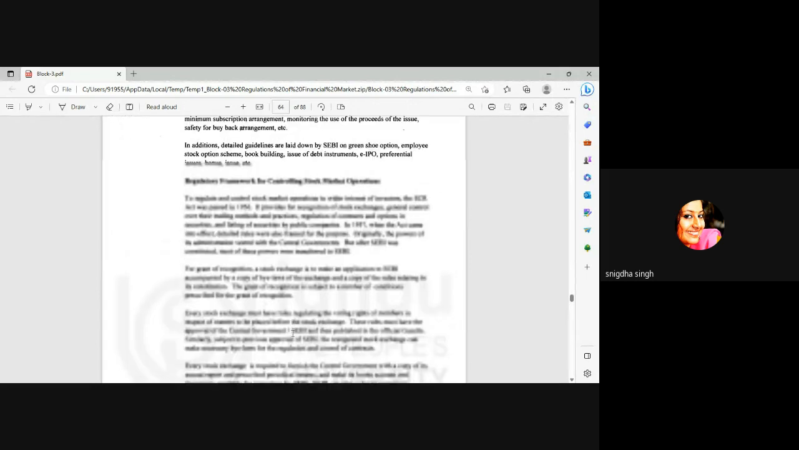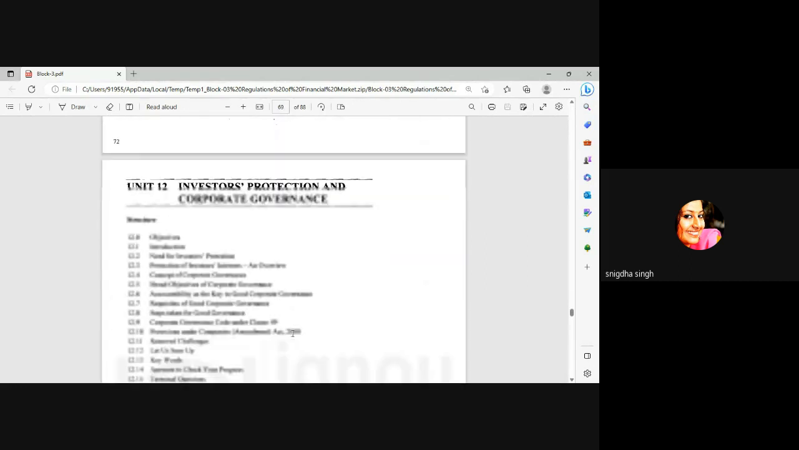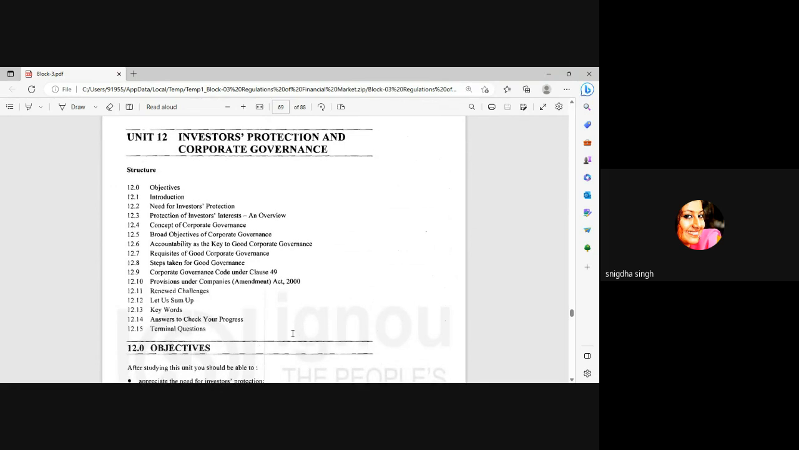So this is all about Unit 11. Unit 12: what options do investors have? What laws or bylaws are there for the protection of investors in case there is any fraud or misleading happening in the organization, in businesses, which investors are not acquainted with? If there is any window dressing, what protection will investors have?